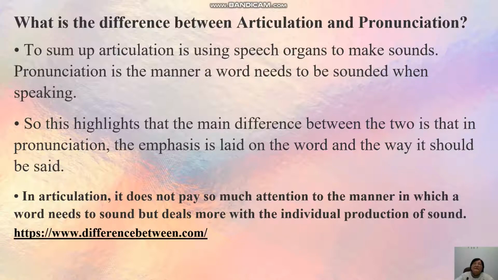What is the difference between articulation and pronunciation? You should remember. Now, to sum up, articulation is using speech organs to make sounds. Pronunciation is the manner in which a word is sounded when speaking.